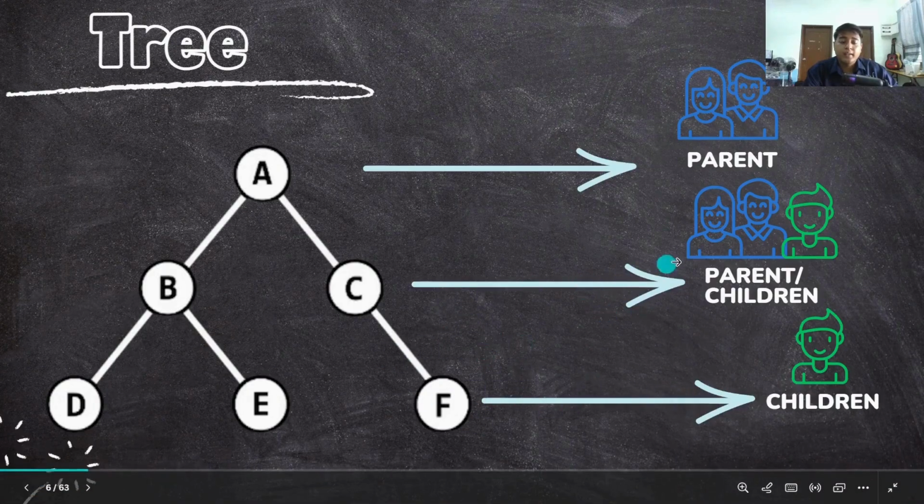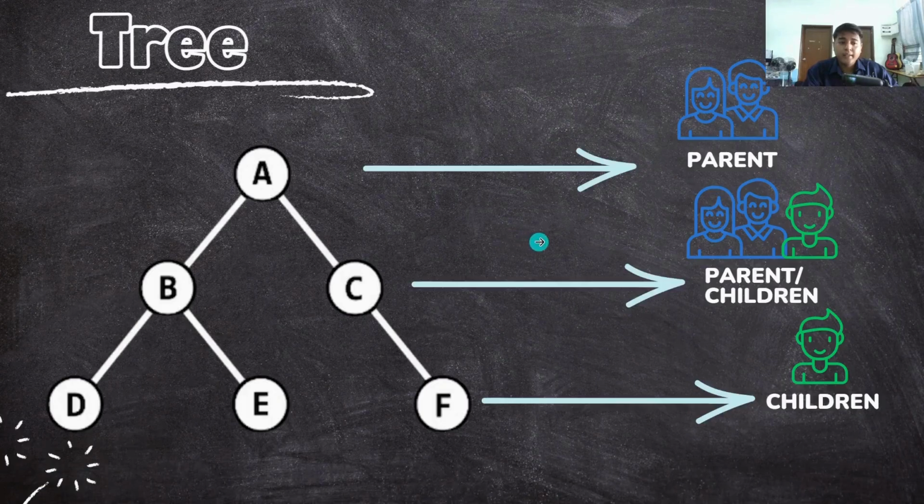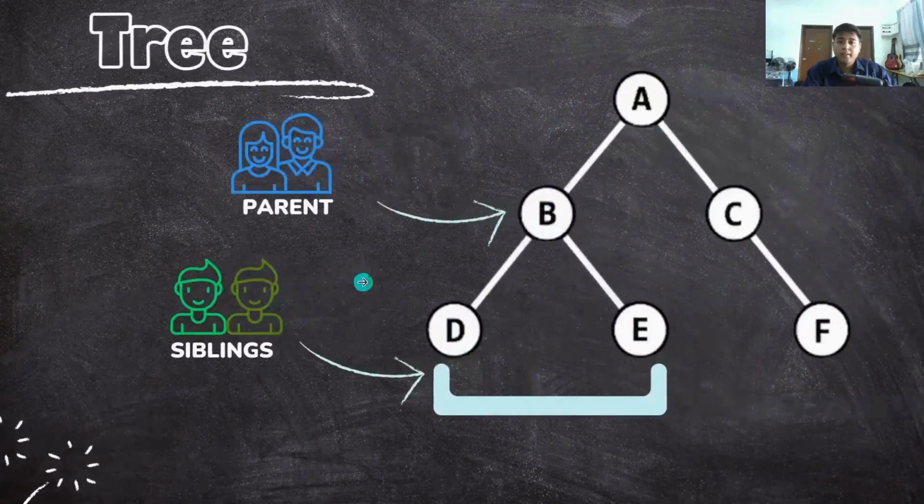A parent and a child can be both, because some nodes have ingoing and outgoing edges. So next, if two children share the same parent, we call them siblings. So siblings are basically nodes that share the same parent.